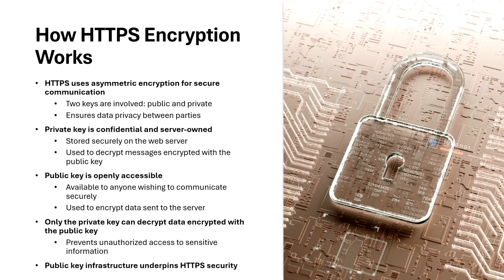Next, we will discuss how HTTPS encryption works. HTTPS secures communication using two keys: a private key kept by the server and a public key shared openly. The public key encrypts data, which only the private key can decrypt, ensuring privacy and secure exchanges online. You need that, you want that, especially when shopping online. You don't always get the ability to use Apple Pay, right?